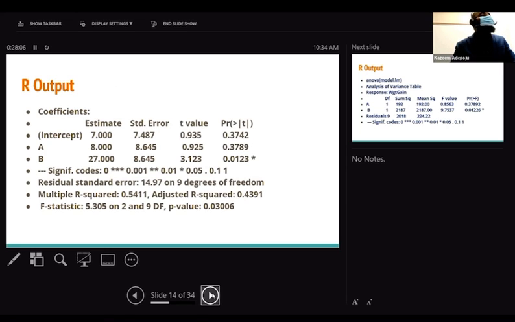Is there anyone who has any question? If they are taking the same decision, then what is the difference between analysis of variance and regression? Let me tell you this.